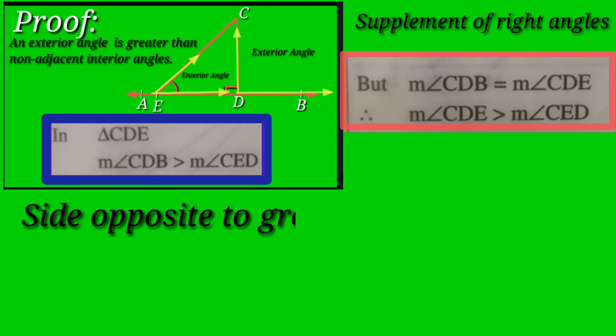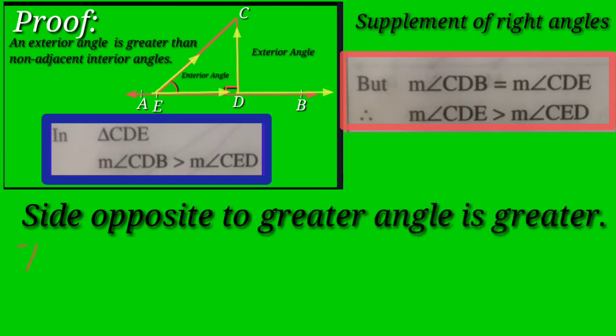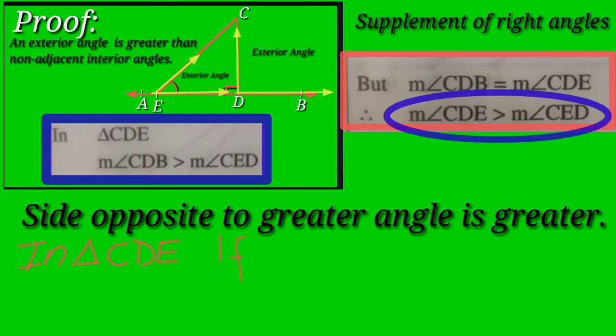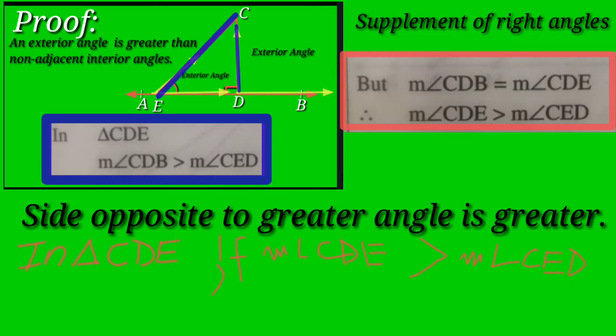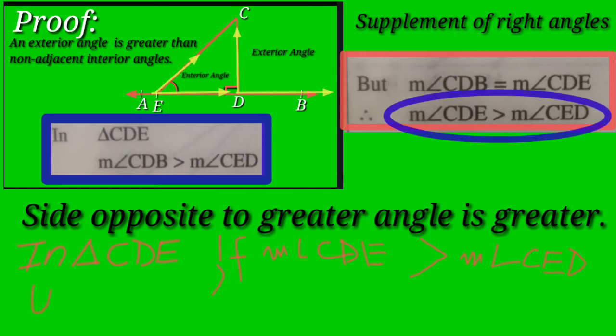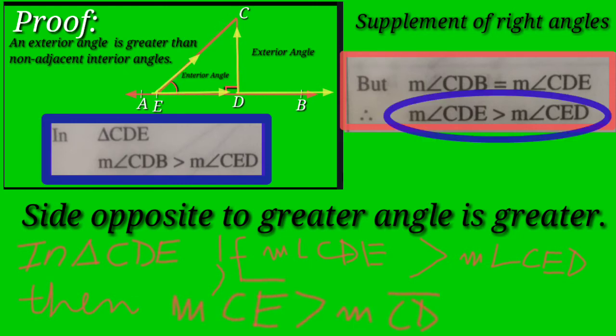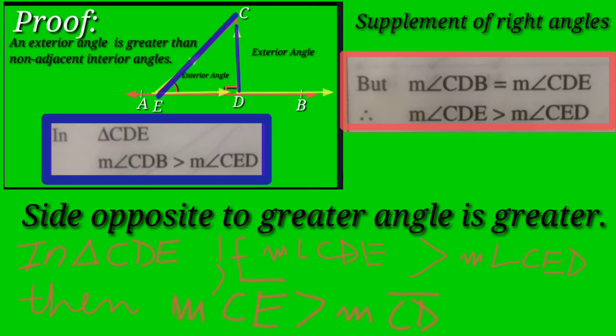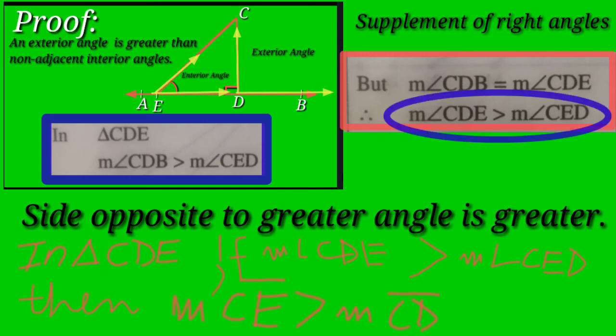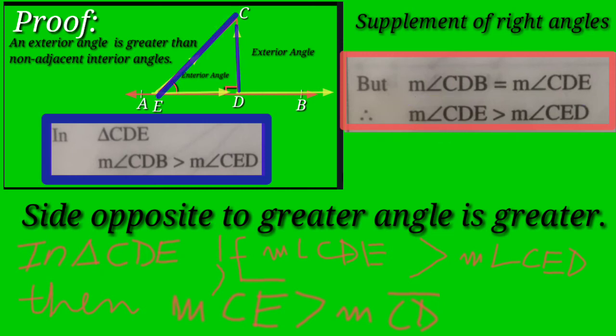By applying another theorem, side opposite to greater angle is greater. So in triangle CDE, if angle CDE is greater than angle CED, then side CE is greater than side CD, means CD is the shortest distance from point C to the line AB, while point E is on the line AB.